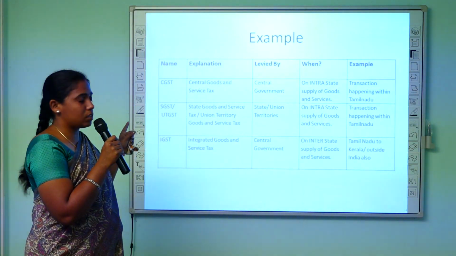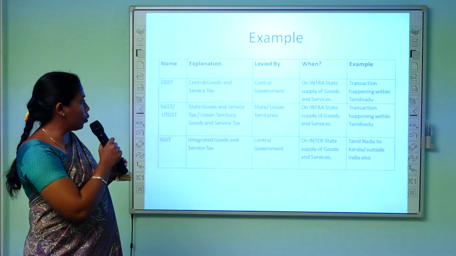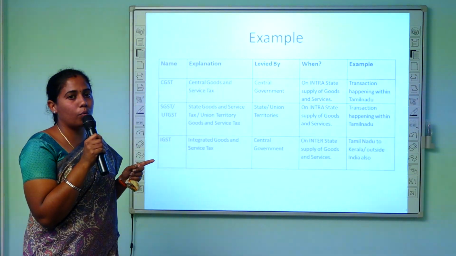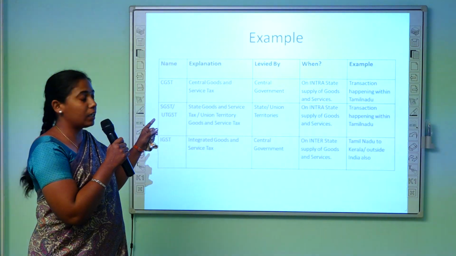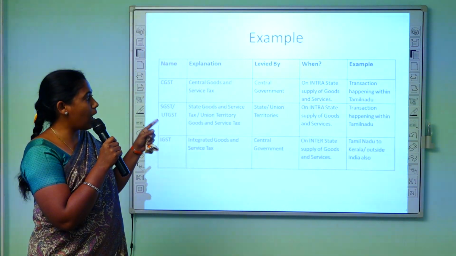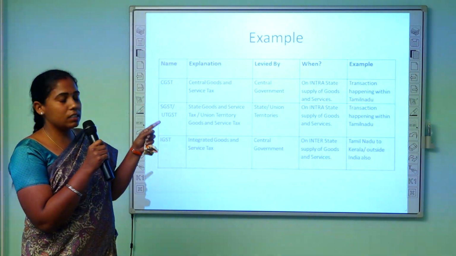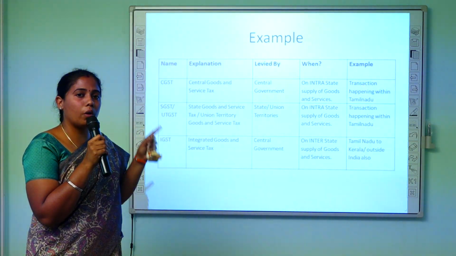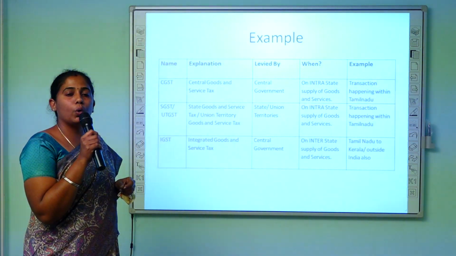And coming to SGST or UTGST, SGST here means State Goods and Services Tax and UTGST is what is being followed by the Union Territories. So they use Union Territory Goods and Services Tax. So here again the intra-state supply of goods and services are taxed. A transaction which is happening within a particular state or within a particular union territory comes under the purview of SGST or UTGST.